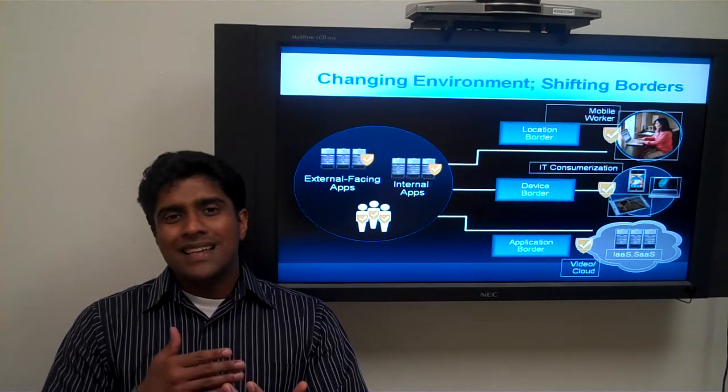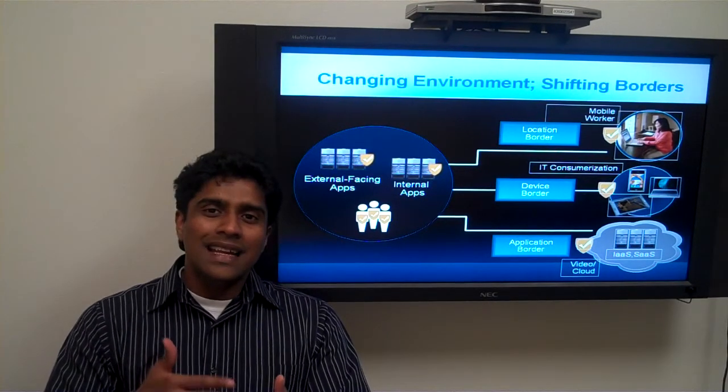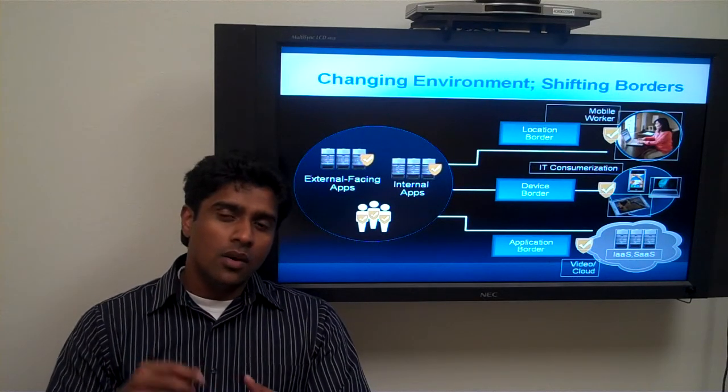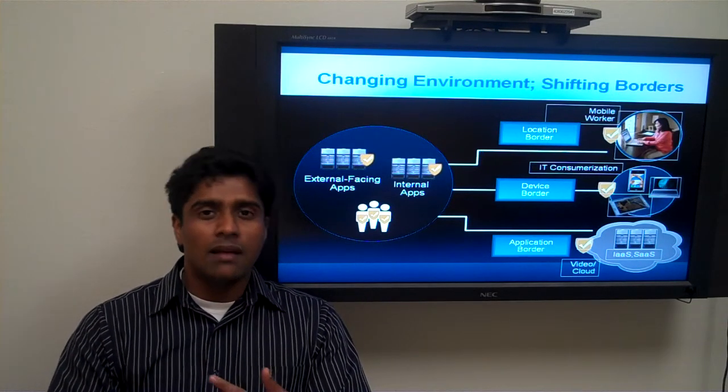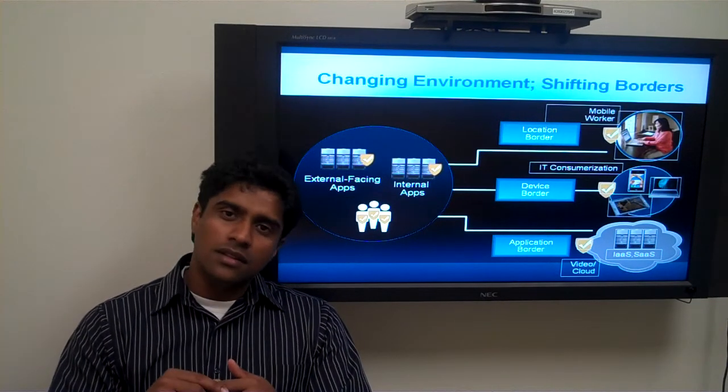We're talking about traditional borders dissolving, or the lines becoming increasingly blurred. So what are those traditional borders? Location borders, device borders, and application borders. Let's talk about each one of these in a little more detail.